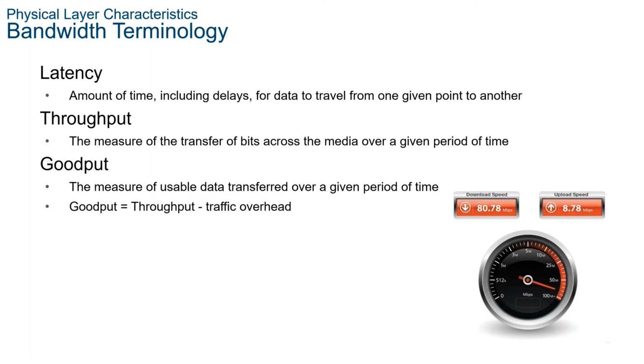Okay, so the next term is goodput. There is a third measurement to assess the transfer of usable data. It is known as the goodput. Goodput is the measure of usable data transferred over a given period of time. Goodput is throughput minus traffic overhead for establishing sessions, acknowledgements, encapsulation, and retransmitted bits. So goodput is always lower than throughput, which is generally lower than the bandwidth.